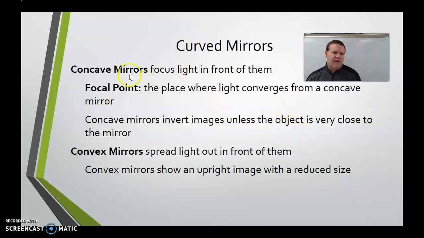Curved mirrors: there are concave mirrors and convex mirrors. Concave mirrors are ones that bend in. Convex mirrors are ones that go out. They both have a focal point, and that's the point where light is going to be converging. What's kind of unique is that a concave mirror actually flips objects upside down unless the object gets really close to it, whereas convex mirrors are always going to be upright, but the image is going to be really small. You might have seen some of these in stores. Sometimes they use them as security mirrors, so you can see what's around a corner or something like that. It's a way to know what's happening in a place where you maybe can't see.